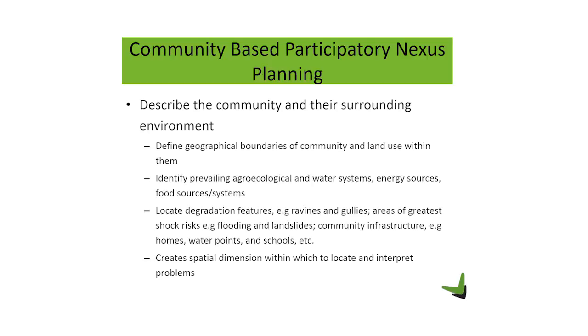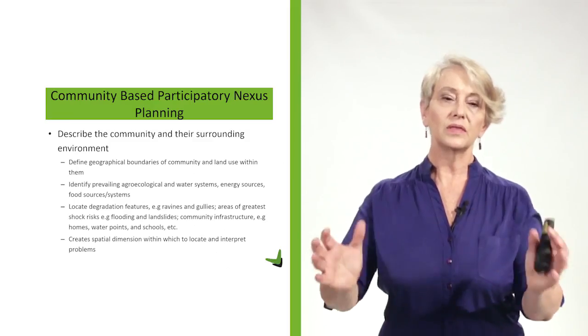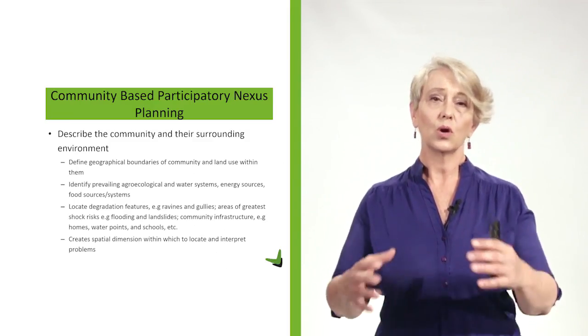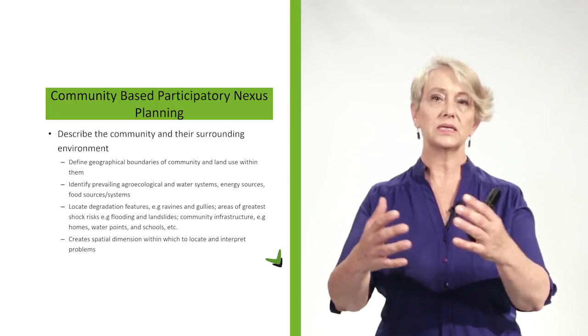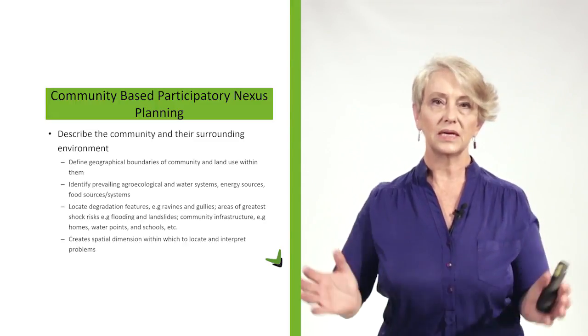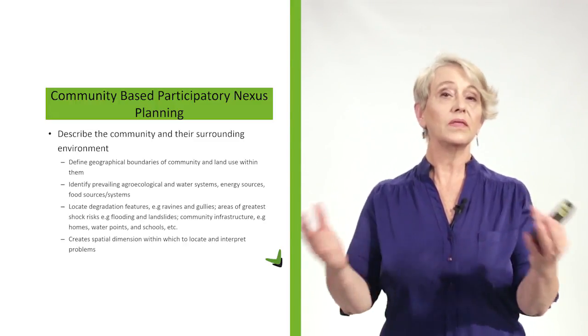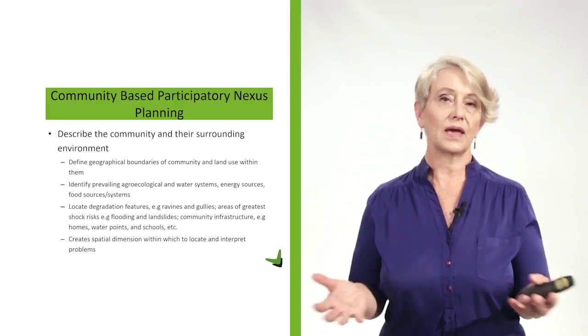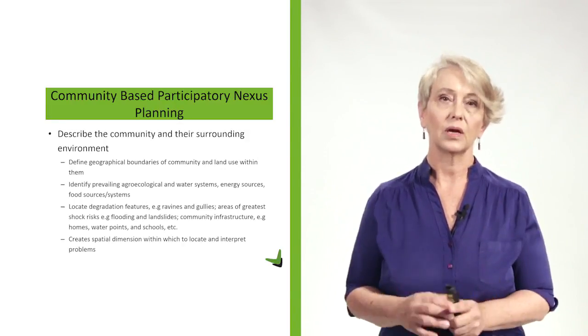So in order to do community-based participatory planning, one of the first things one needs to do is to actually understand the local context. So spatially, what is the context? What is the boundary that communities see as their boundary of their area? Within that, what are the landscape features? What are the features around water availability, around land availability, around energy sources? What are the areas of degradation within that particular boundary?